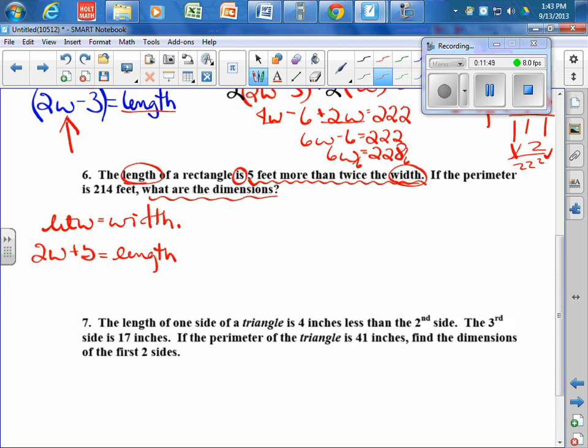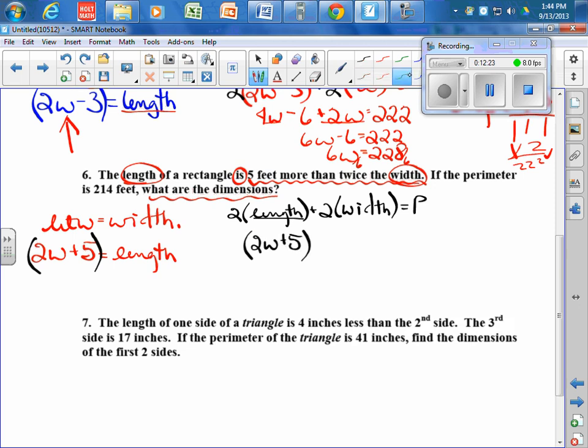Plus 5. Again, we're going to be using the formula, and make sure you write down the formula because I've seen too often where we don't write down the formula first, and that's where you get jammed up. So we're going to go with 2 times the length plus 2 times the width equals P. And we're going to take this 2W plus 5 and put it here. So the parentheses 2W plus 5.